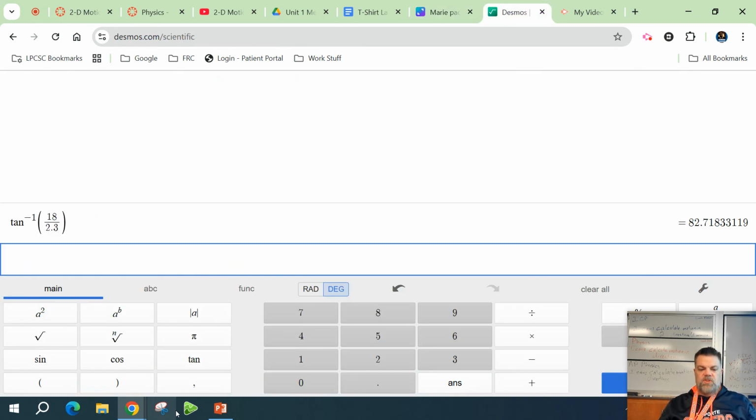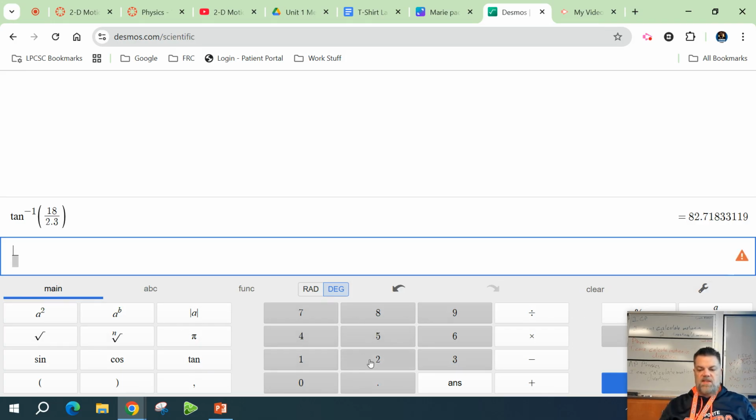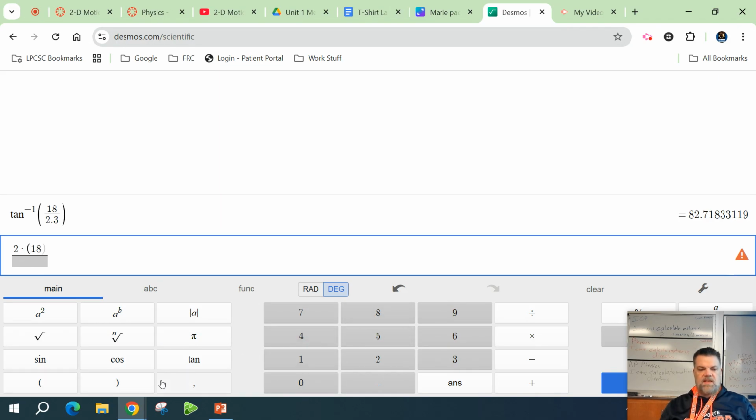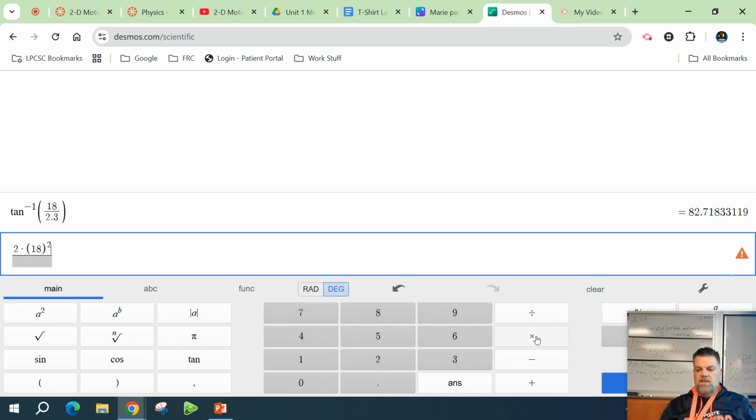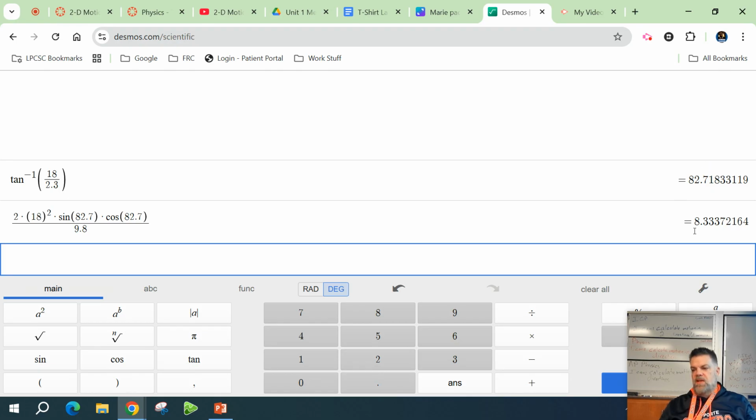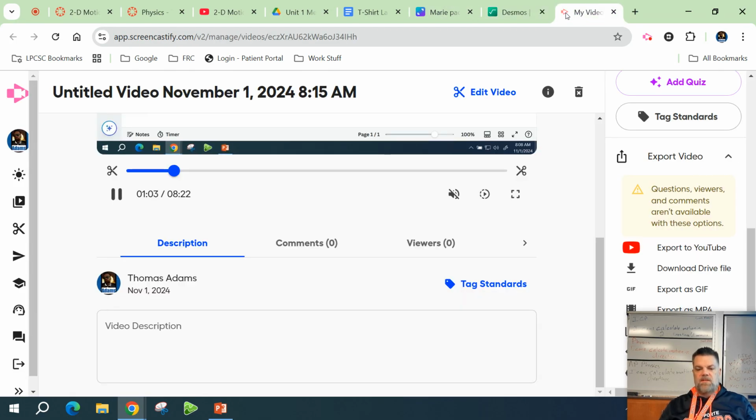All right, let's plug that in the calculator. So I'm going to say, put my fraction thing, I'm going to say 2 times, in parentheses, 18 squared times sine of 82.7, close my parentheses, times cosine of 82.7, close my parentheses, come down here, divided by 9.8. And that's my answer. 8.33, whatever.